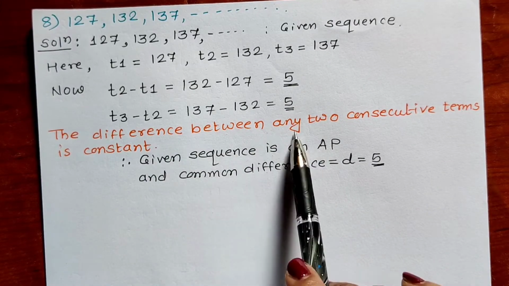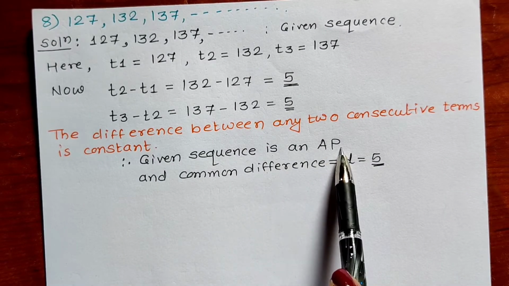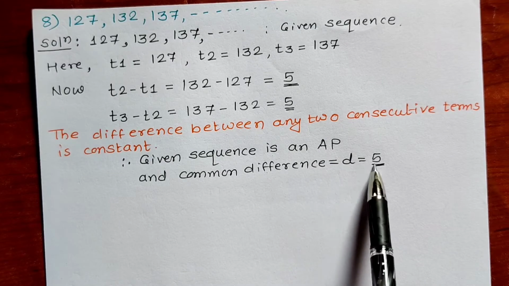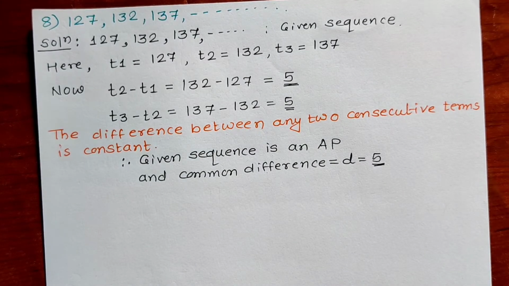That means the difference between any two consecutive terms is constant, and therefore the given sequence is an AP, and the common difference D is equal to 5. So in this way we have completed question number 1. Now let us go on to question number 2.